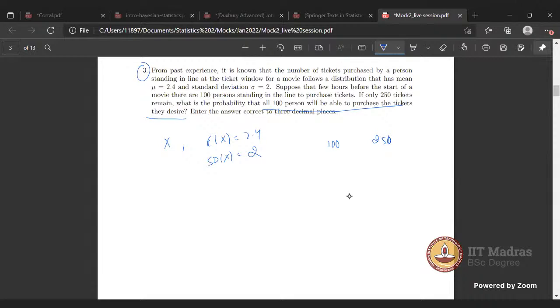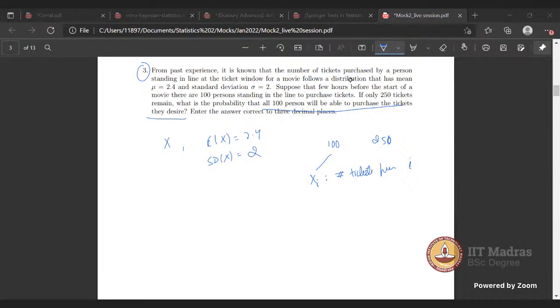Okay, so we have 100 people, and let's take each person as Xi. Here Xi represents the number of tickets purchased by person i. So let's say person i is purchasing some number of tickets.